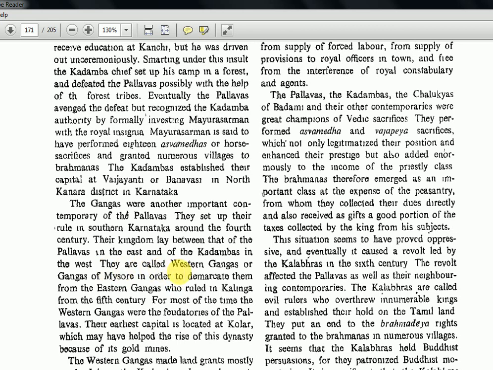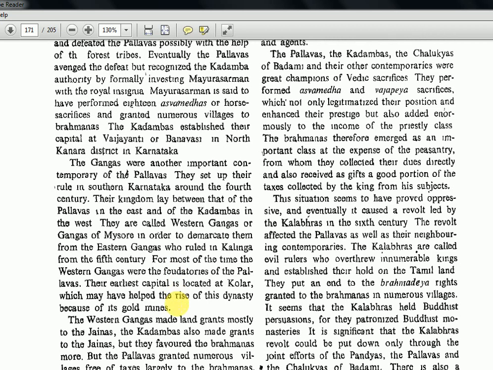They are called Western Gangas or the Gangas of Mysore in order to demarcate them from the Eastern Gangas who ruled in Kalinga. So these people in Mysore were not called just Gangas, they were called the Western Gangas. Western Ganga, Eastern Ganga, Pallavas, Kadambas: imagine the picture. For most of the time, the Western Gangas were feudatories of the Pallavas. Their earliest capital was located at Kolar, which may have helped the rise of the dynasty because of its gold mine. So the Kolar gold mine is related to Western Gangas. This is what you have to remember.